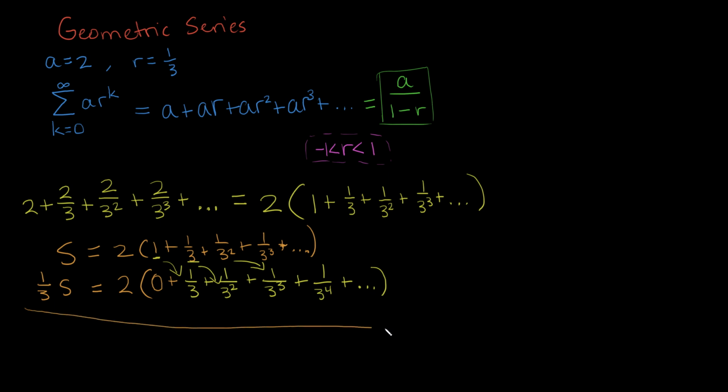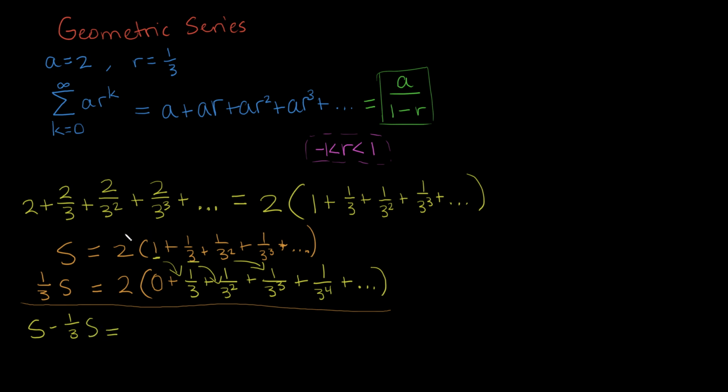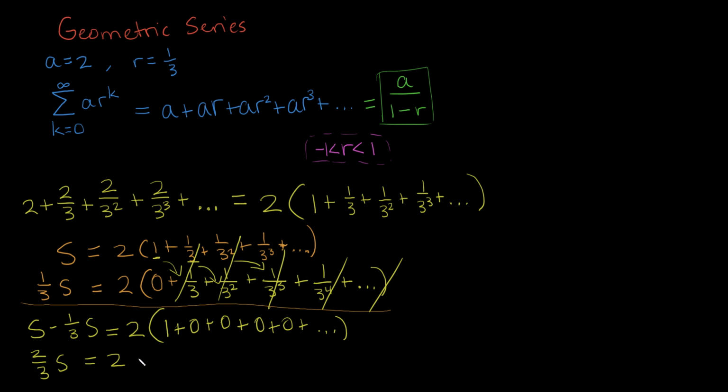So when we subtract these from each other, we go term by term. At the very start, we get S minus 1/3 S equals, keeping the 2 factored out, 1 minus 0, which is 1. Then the 1/3 cancels out, plus 0. The 1 over 3 squared cancels out, plus 0. All of these terms off to infinity will cancel out. So we are left with S minus 1/3 S, which is 2/3 of S, equals 2 times 1, which is just 2. If we do our multiplication here, the 2's cancel out, and we get that S equals 3.